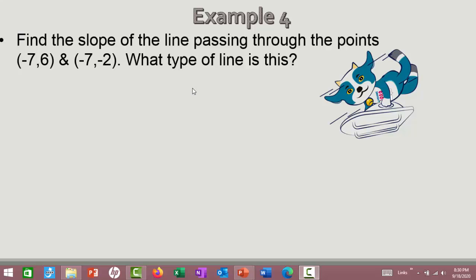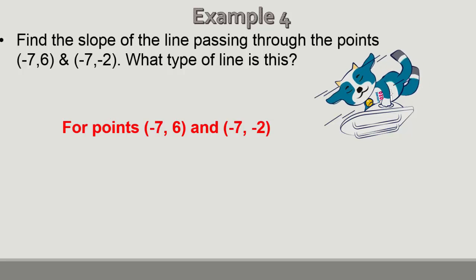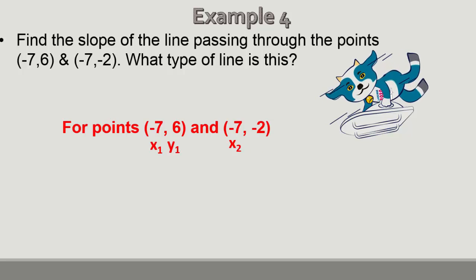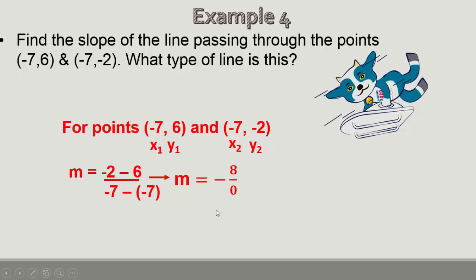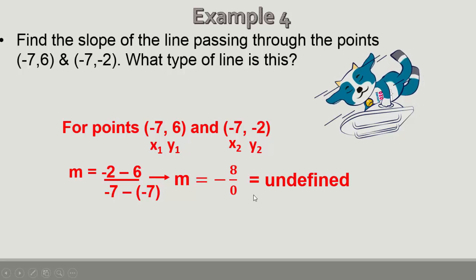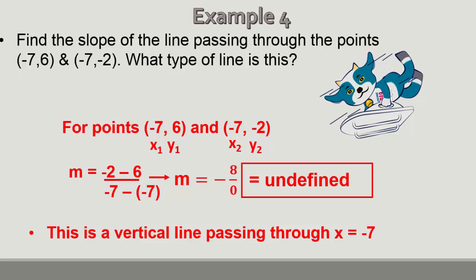In reviewing what we just did on the whiteboard in example 4, for the points -7, 6 and -7, -2, we labeled x1, y1, and x2, y2. We found the slope, and we found that the slope was undefined. Now, if we find that a slope is undefined, and undefined means that a 0 is in the denominator, this means that this is a vertical line passing through x is equal to -7.